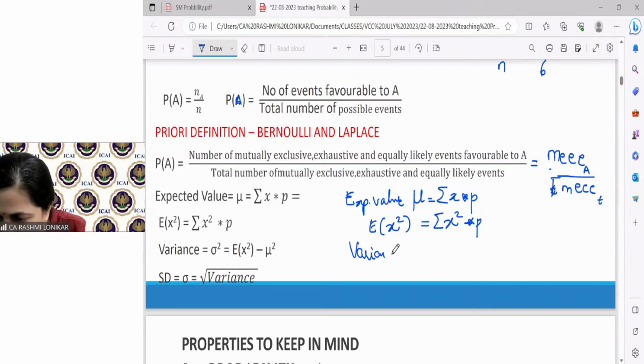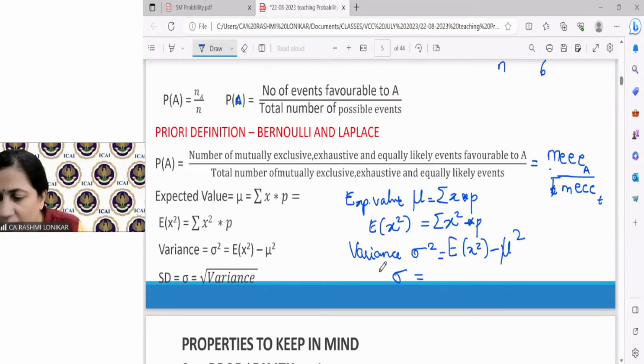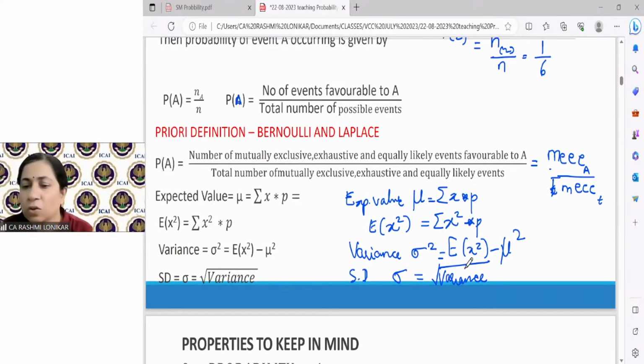If we have learned about variance, sigma square is equal to E of x square minus mu square. And what is sigma? That is the standard deviation, which is also volatility in finance. It is the square root of variance. So these are important formulae that you should know.